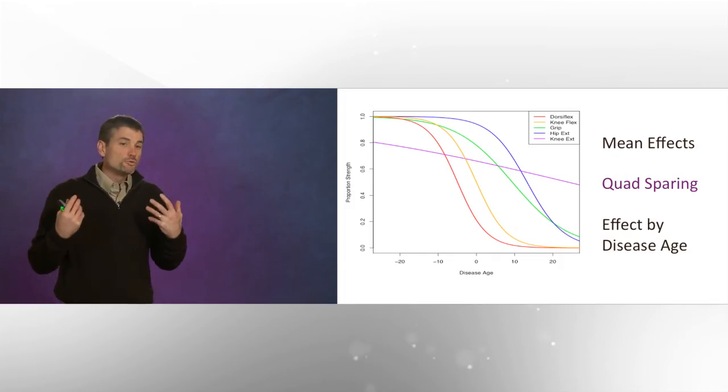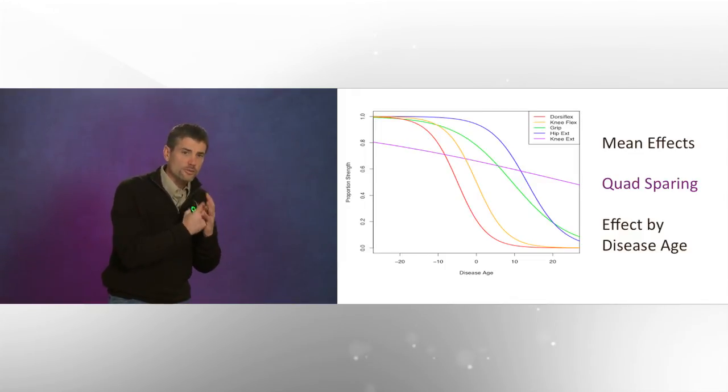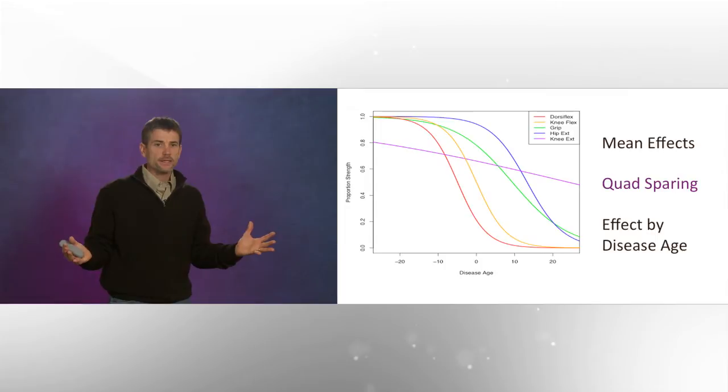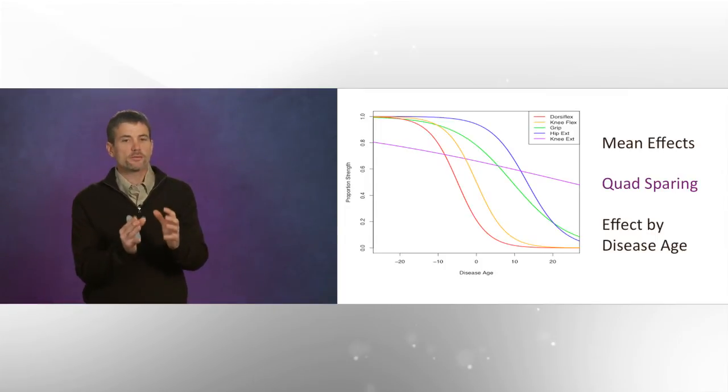This becomes a really neat model endpoint because it incorporates everybody across the disease span. Somebody's declining somewhere, and this disease age parameter picks that up.